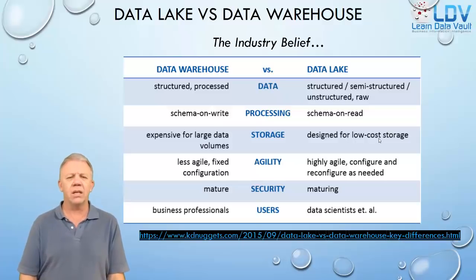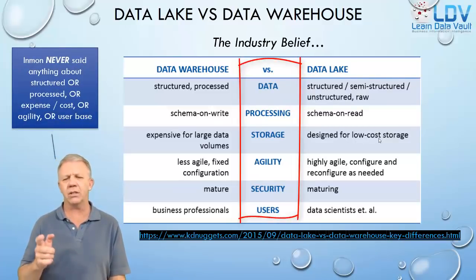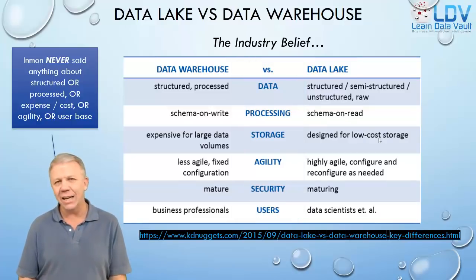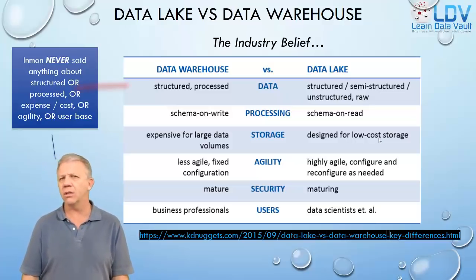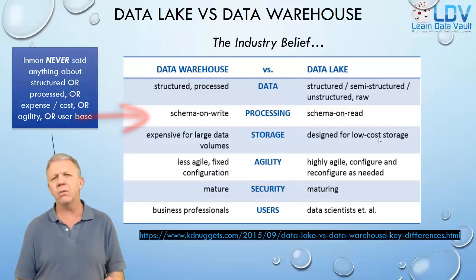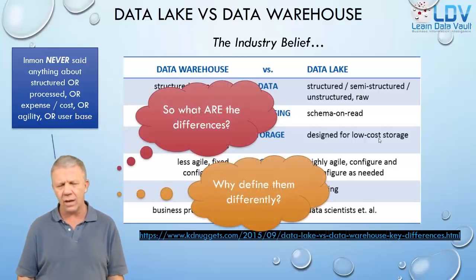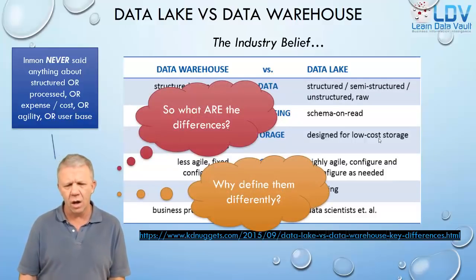So if you look at these things, the definition of a data warehouse never said anything about data processing, storage, agility, security, or users. Sorry, it didn't. It really didn't say anything about that. It didn't say you had to have structured or unstructured data, or define schema on read versus schema on write. That was never part of the original definition. So I struggle with this chart, and I struggle with the way the labels are on this chart.